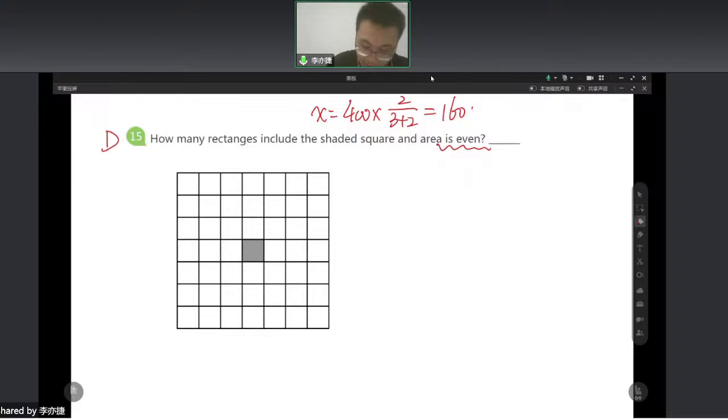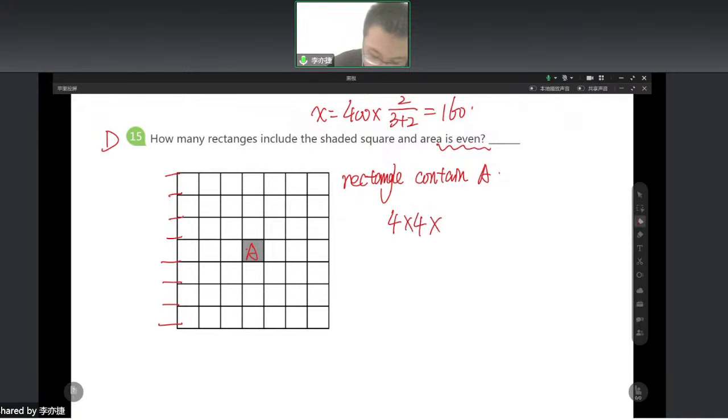So you see, first, this is A, right? So the first question is, how many of the rectangles contain this A? This is very easy. The logic is top, down, left, right. We choose one line from the top, which has 4. We choose one line from the bottom, which is also 4. Then we choose from left and right. So it's 4, 4, 4, 4. So it's 256, right? So we have 256 rectangles containing this A.